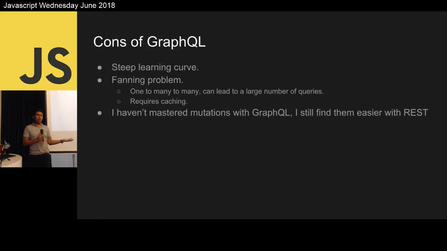There's also a fanning problem, because with your compositions you can go multiple layers deep and you can hit a fanning problem really easily. The one to many to many to many requests can lead to a large number of queries and requires caching. I haven't mastered the mutations in GraphQL, and mutations are still a little bit harder to grasp. So those are what I don't like about GraphQL at the moment.